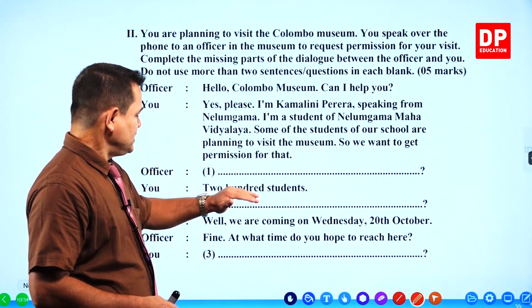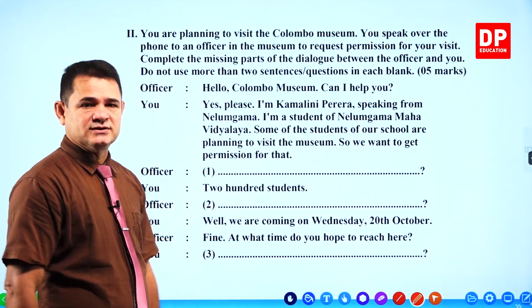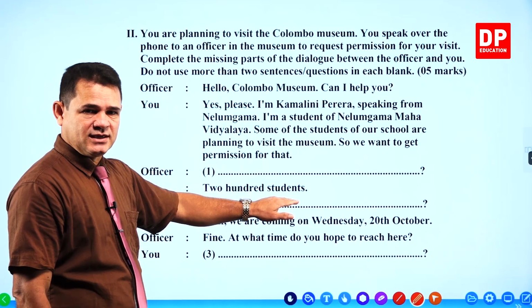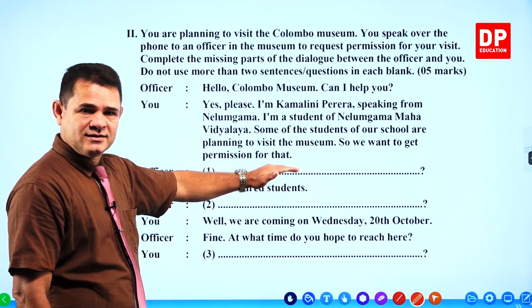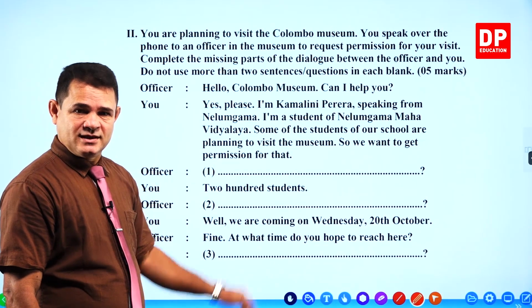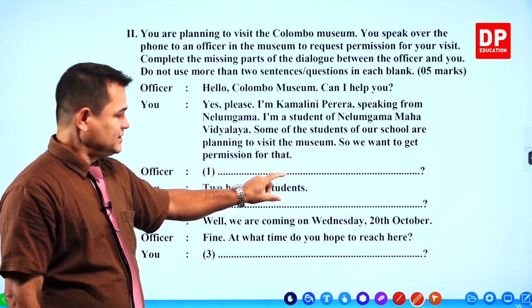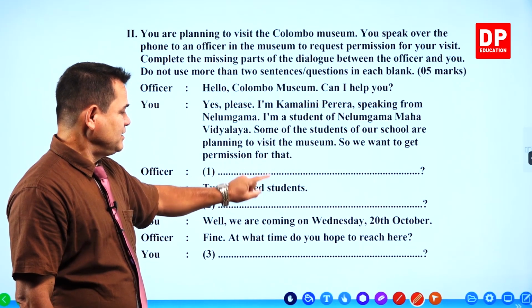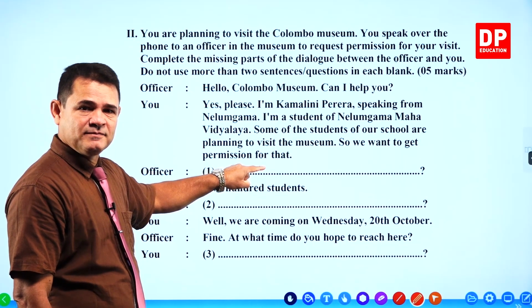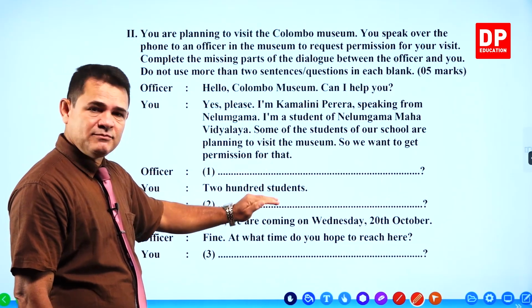Now he says something, then it says 200 students. So what would be asked here? They are asking the number of students coming. How many children are coming? So we can't get that without reading this. So likewise read beyond it, right?